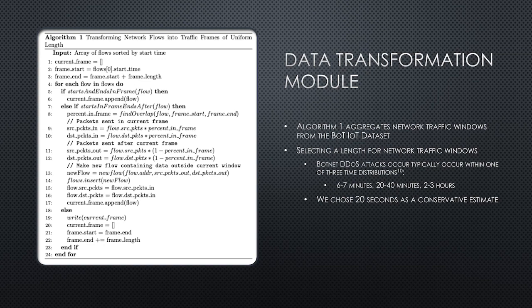To determine our traffic window duration, we again turn to the previously mentioned analysis of botnet DDoS activity. From this source, we see that botnet-based DDoS attacks typically occur within one of three time distributions: 6 to 7 minutes, 20 to 40 minutes, and 2 to 3 hours. As a conservative estimate, we selected a traffic window of 20 seconds.